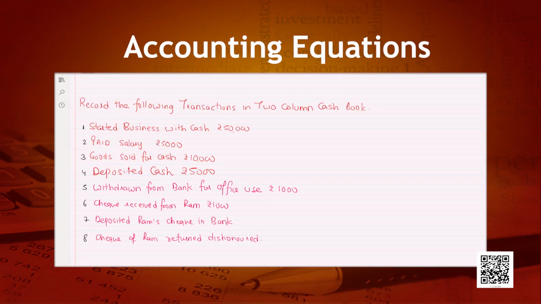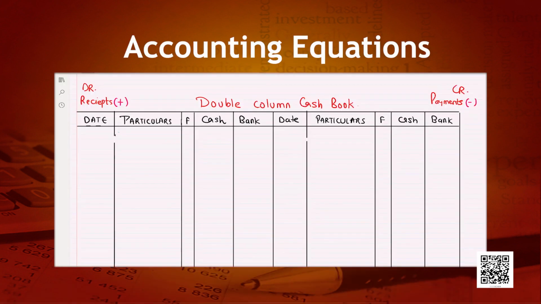So let us start with the double column cash book. Here on your screen, you can see there are 8 transactions of cash and bank. I would be recording all these transactions of cash and bank into a double column cash book, which looks like this. On your screen, we have a double column cash book format.